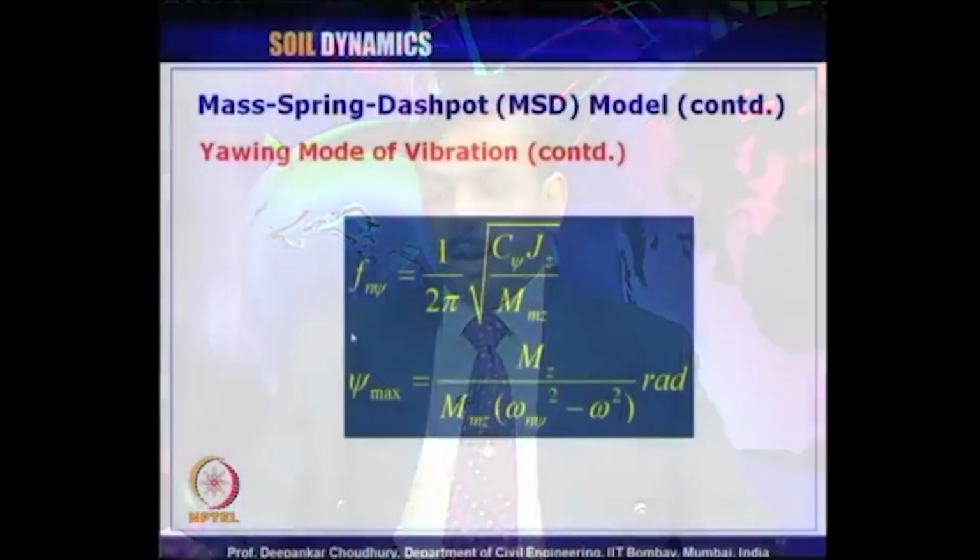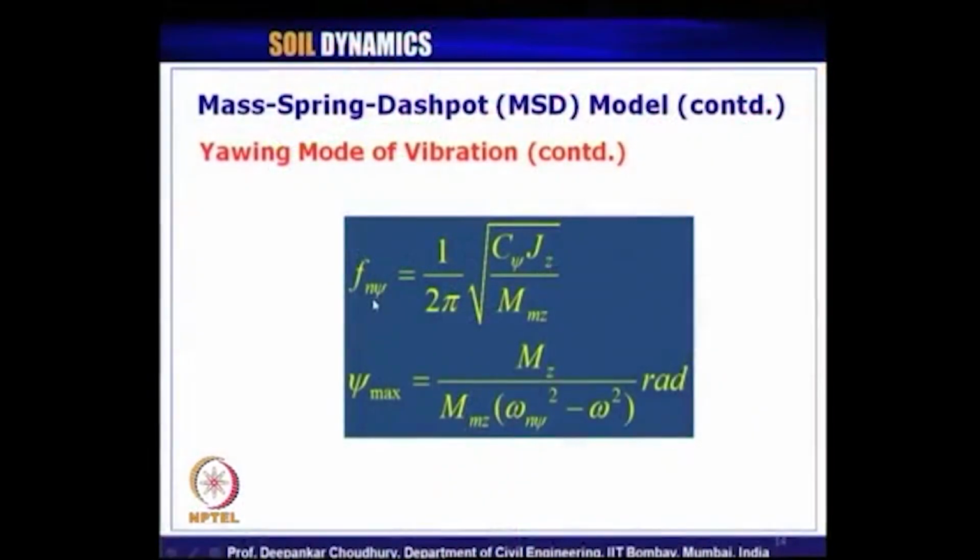Now, for the yawing mode of vibration, the natural frequency f n psi can be calculated like this: 1 by 2 pi root over C psi j z by m m z. If we express it in terms of circular natural frequency, then omega n psi will be root over C psi j z by m m z, because C psi j z will give us the torsional stiffness, that is k psi, and m m z is nothing but the mass moment of inertia.